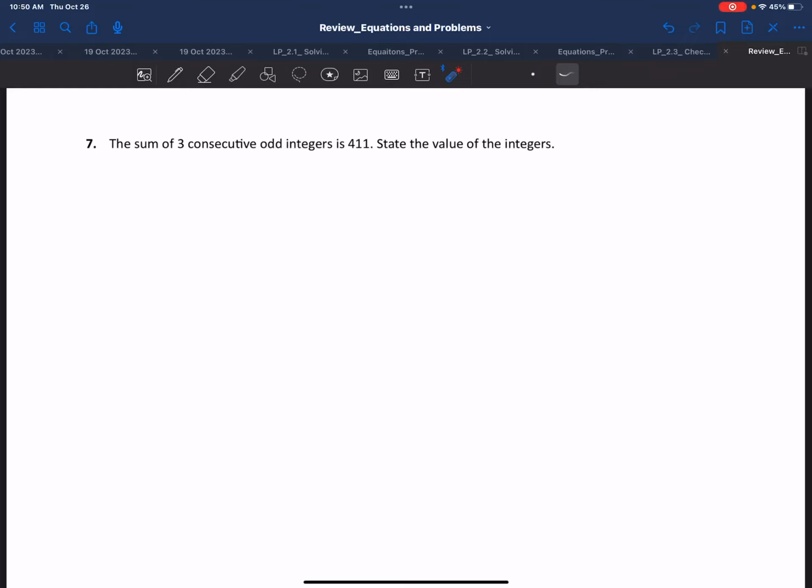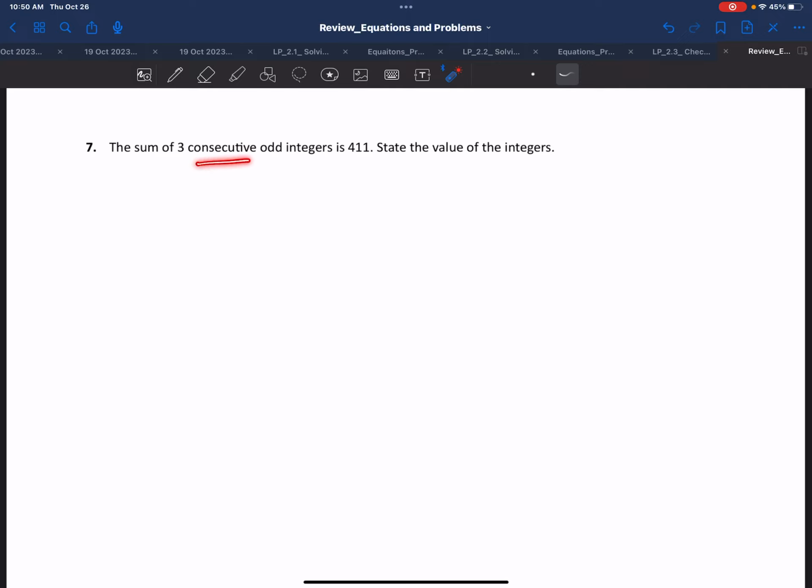Let's take a look at some word problems with equations, grade 9 math. Number 7. The sum of three consecutive odd integers is 411. State the value of the integers. So let's reread the problem one more time and try to write the information down.